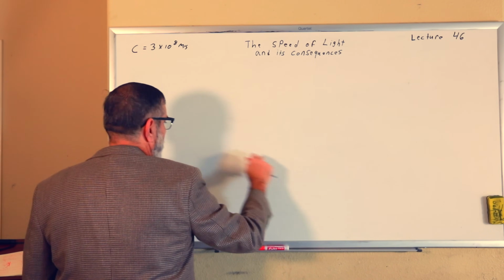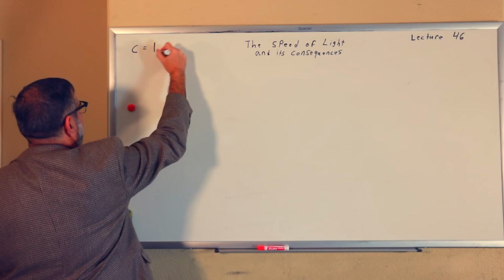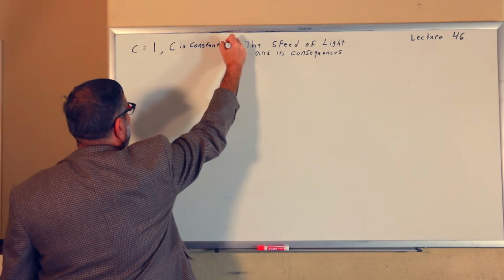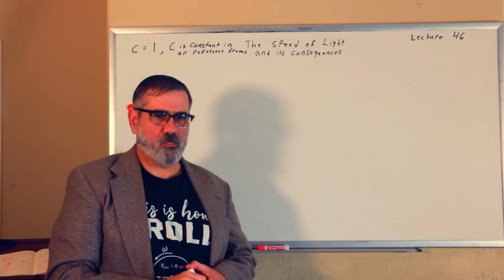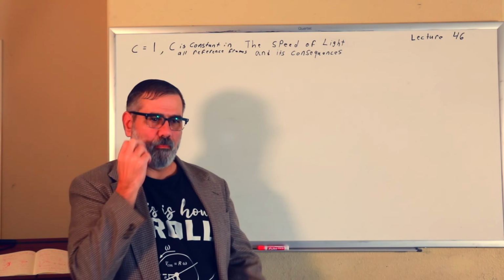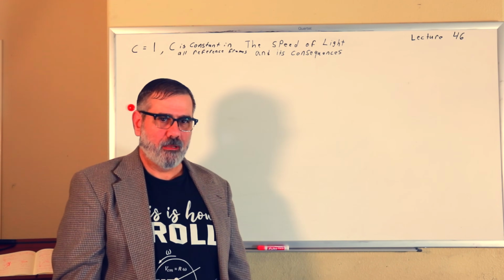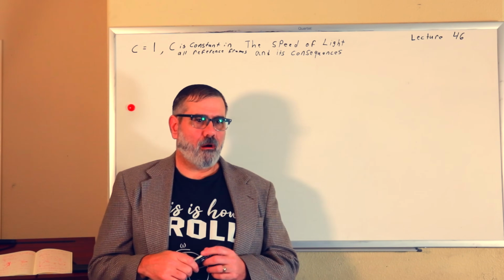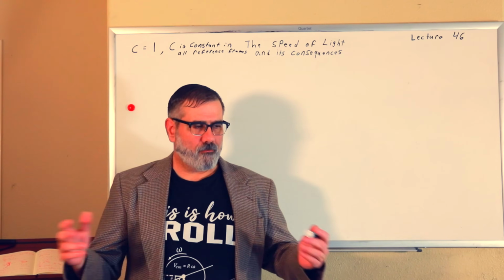So let me erase this. c equals 1, and c is constant in all reference frames. That's our starting assumption. Everything we're going to talk about will stem from this fact that c is constant in all reference frames. Now there's a little more motivation for why this was done. Newton's laws are invariant under Galilean transformations. That is one of the justifications.